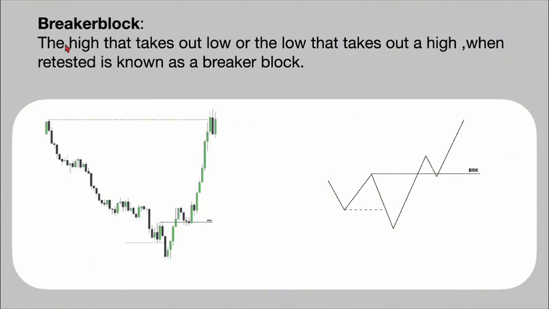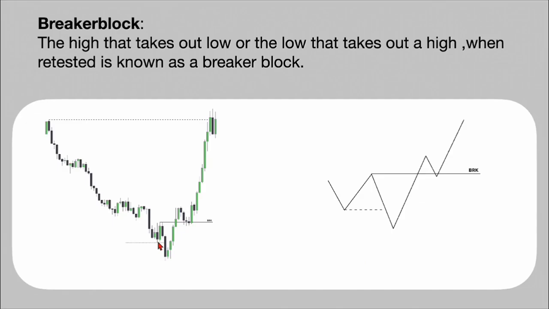Now let's discuss breaker blocks. The definition of a breaker block is a high that takes out a low, or a low that takes out a high. When it's broken and retested, it's considered a breaker block. In terms of key levels, a breaker block is mid-range in terms of significance, but it's an important key level that you can use on higher time frames.